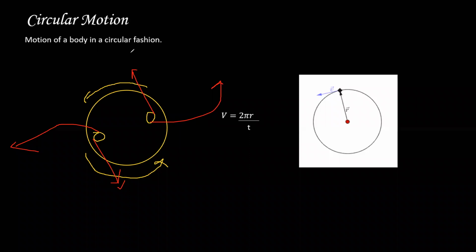It is because in circular motion, if you look over here, the velocity is acting along a tangent. A tangent means if I have a circle and I draw a line like this, that line touches the circle only at one point. Such a line is called a tangent. A tangent is a line which only touches the circle at one point. So the velocity acts along the tangent.